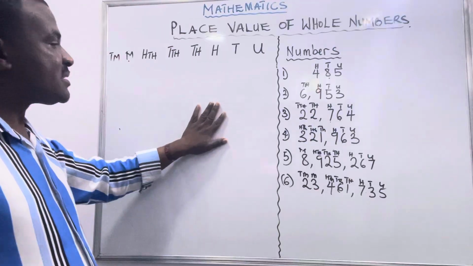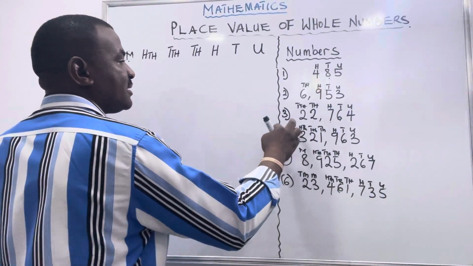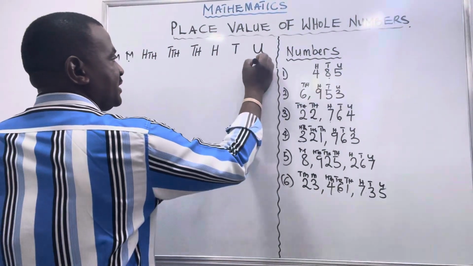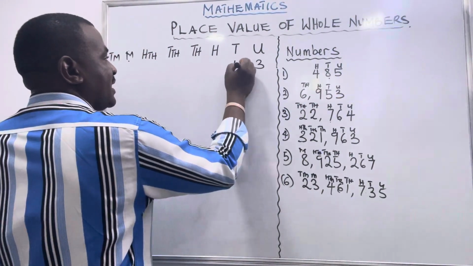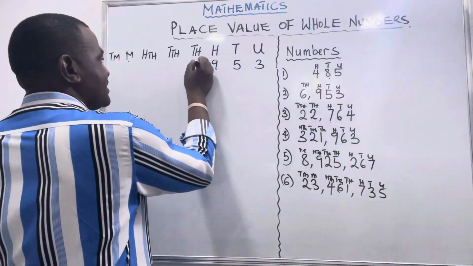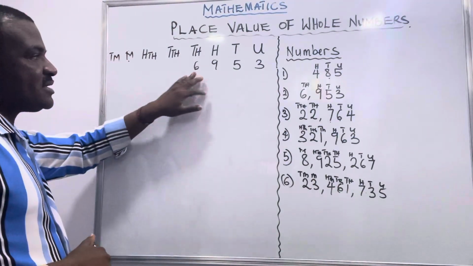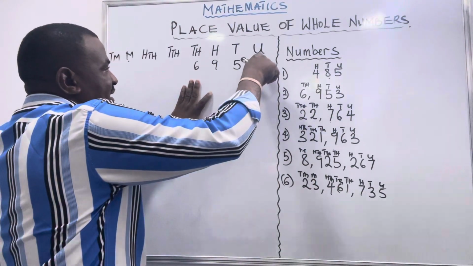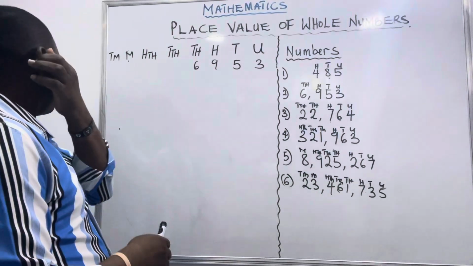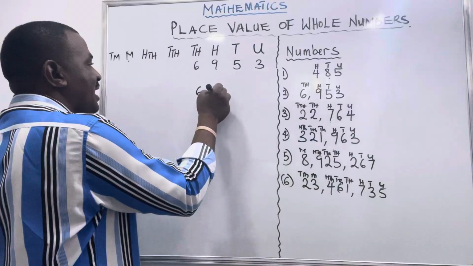Yes, now for instance, let's take this number: 2, 3, 5, 9, 6. You are asked what is the place value of 6. Apart from looking at it like this, unit, tens, 100,000. Okay, 6 can be written as what? 6,000.